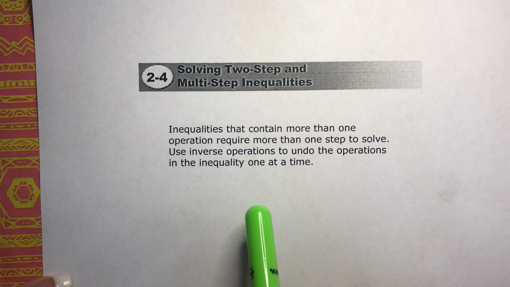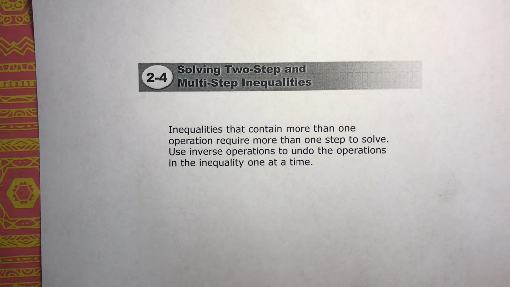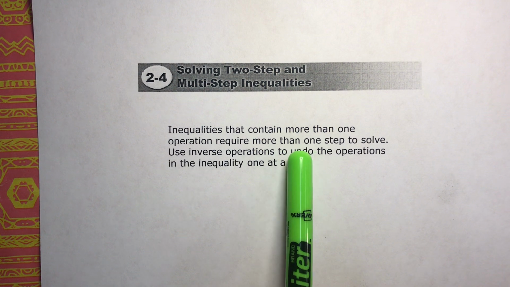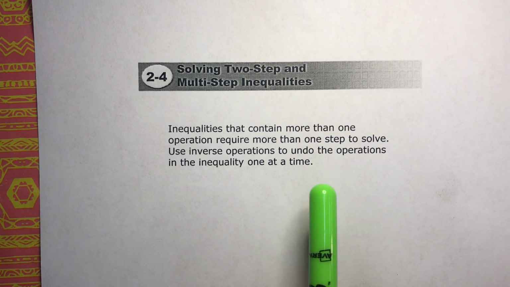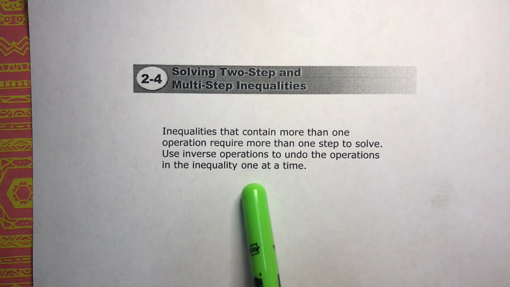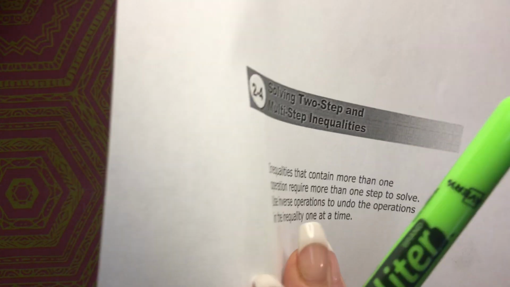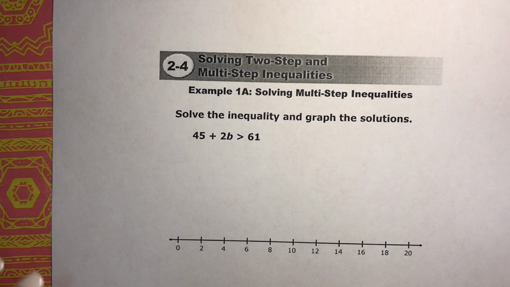So basically what this means is when we start dealing with those multi-step inequalities, you're just going to treat them exactly like you did when you were solving equations back in chapter one. But remember, the only difference with this chapter is that if you multiply or divide by a negative number, you need to flip that sign. All right, so let's go ahead and get started with a few different problems.